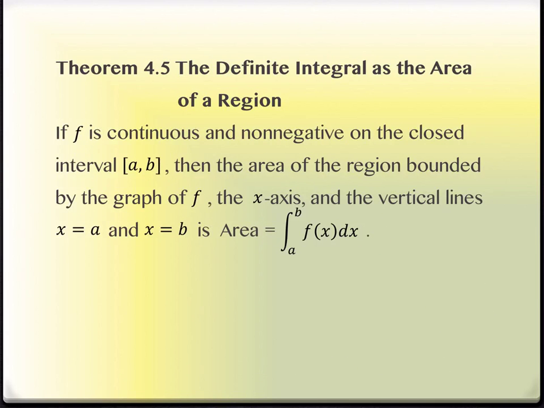All right. The last one on this front page: the definite integral as the area of a region. If f is continuous and non-negative, so that's an important feature on this one, on the closed interval a, b, then the area of the region bounded by the graph of f, the x-axis, and the vertical lines x equals a and x equals b is in fact the definite integral. So let me show you what this is talking about and then show you what it means when that doesn't happen by default.